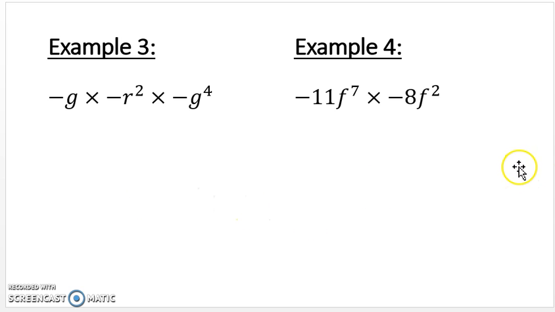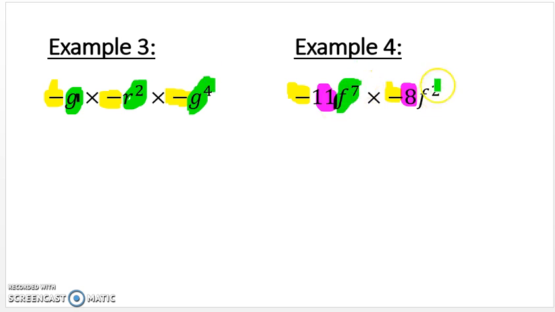2 more examples for us to look at. If you feel confident, you can give these a go on your own. I'm going to do all my color coding. Signs. No numbers there. Well, we've got imaginary ones in the first example. Letters. Variables. Okay. So, we've got a negative and a negative makes a positive. One more negative will make that negative.